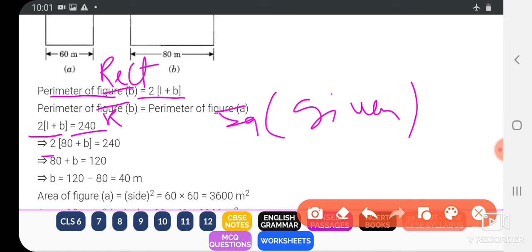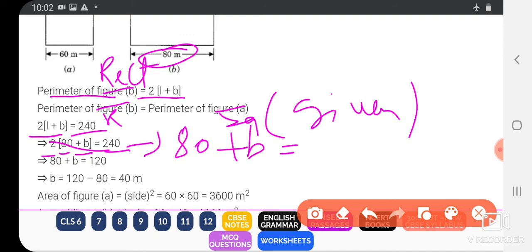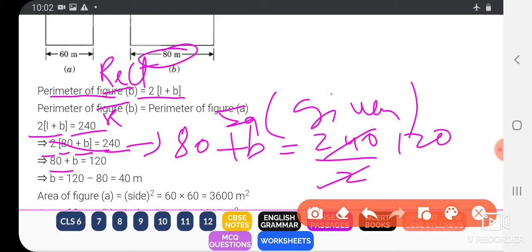Then length is already given as 80, so put it here: 2(80 plus B), breadth I don't have, equals 240. Then you divide by 2. So after this step you write 80 plus B equals 240 by 2, that will become 120. So 80 plus B equals 120. Then 80 will go to this side, B equals 120 minus 80, that is 40. B is 40. Now we have got the length and breadth of the rectangle.